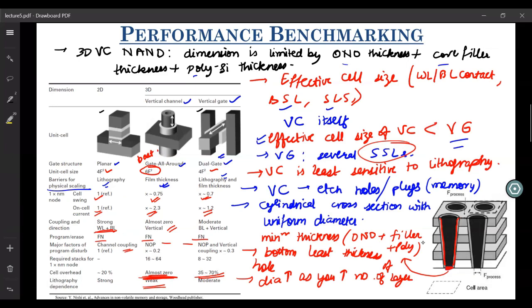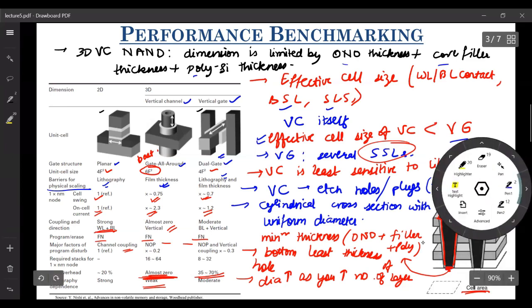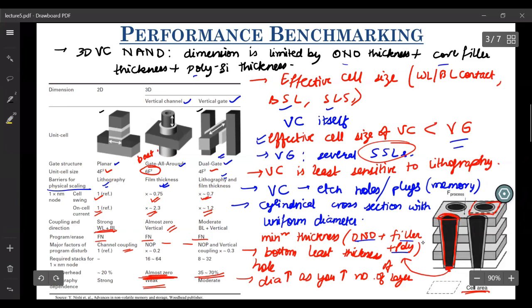Just because of these tapered holes, you have F process at the bottom, and you have some diameter which is very large compared to F process, and the cell area is considered as the area occupied by the topmost diameter, and that is not defined by the critical feature. That is not defined by your minimum ONO thickness plus filler plus poly. That is defined by the taper angle which you obtain using etching. So let me write it. The cell area is not determined by the minimum ONO thickness, minimum filler thickness, and minimum poly thickness.